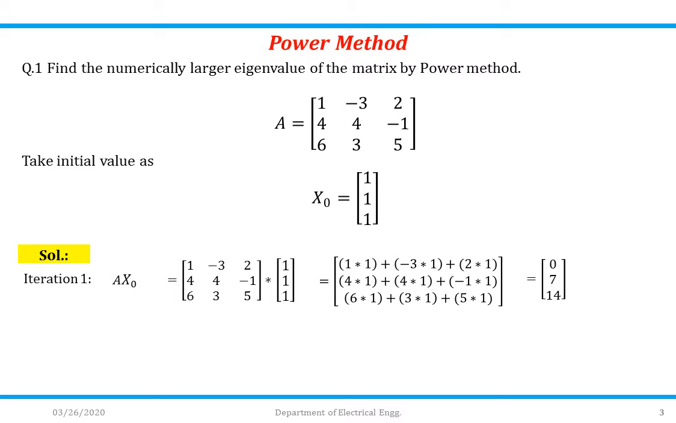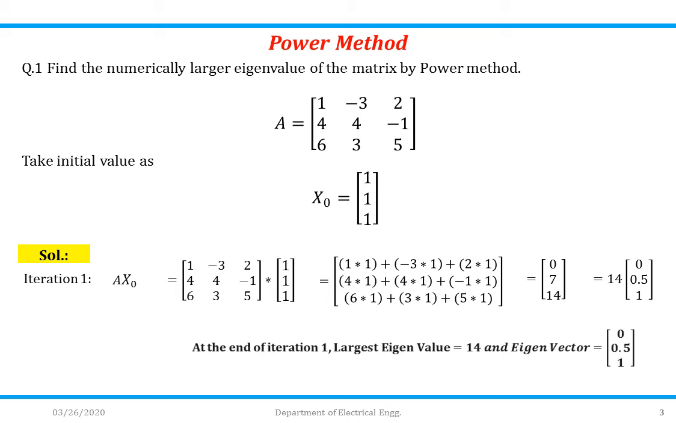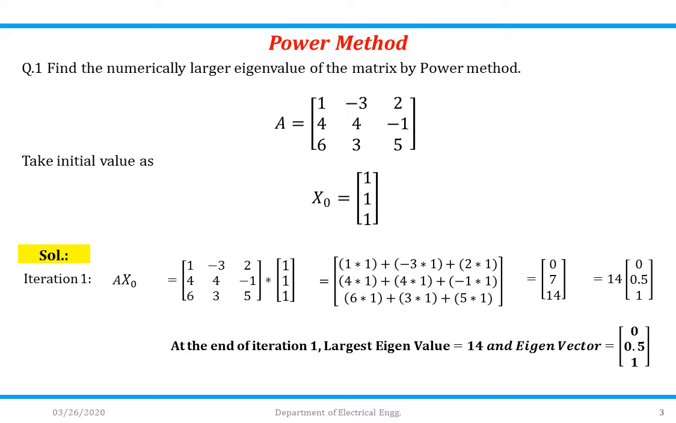Now in the question, as it is asked to find the larger eigenvalue, whatever the largest value is out of this answer, take it common. So here 14 is the largest value, therefore take it common. If I take 14 as common, this will be 0. Then 7 divided by 14 is 0.5, and 14 divided by 14 is 1. So you can say that at the end of iteration 1, the largest eigenvalue is 14 and the eigenvector is 0, 0.5 and 1. Whatever eigenvector you got in iteration 1, we have to use for the calculation of the next iteration.